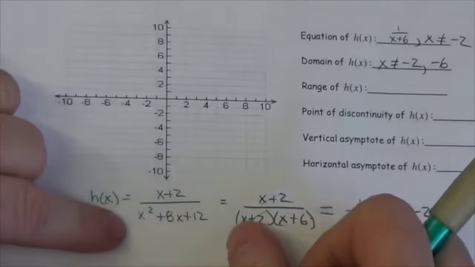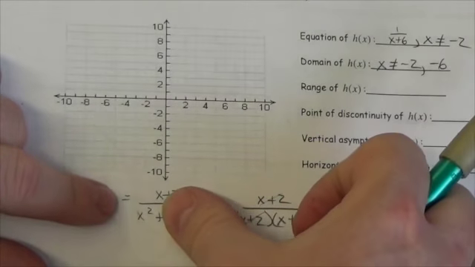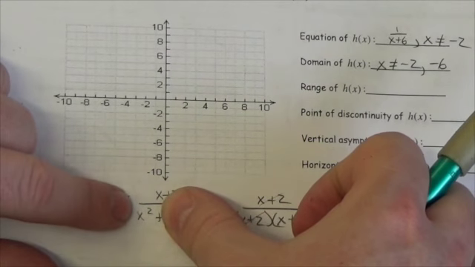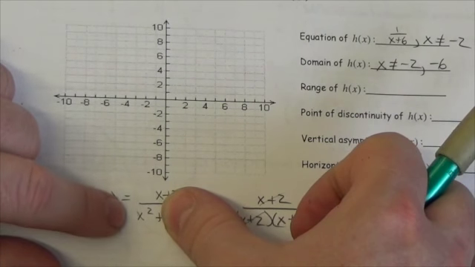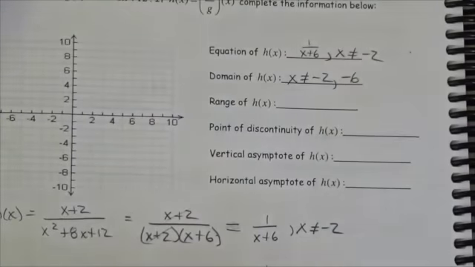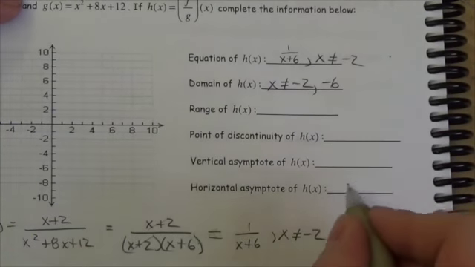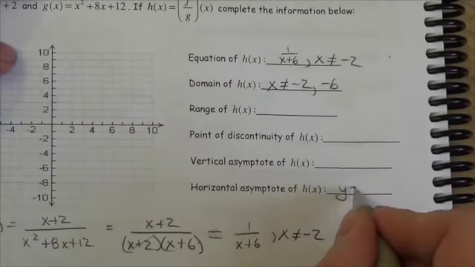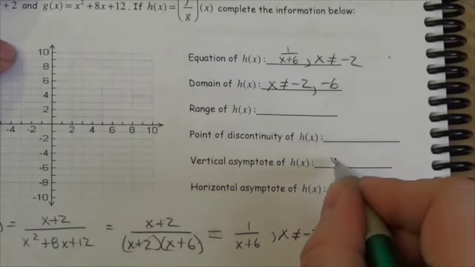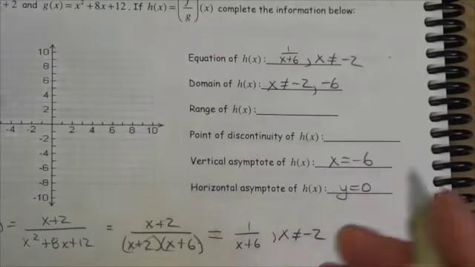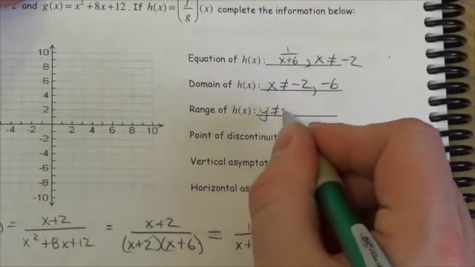Let's take a quick look at this function. If you compare the highest degree terms, I'm going to get x divided by x squared. I can cancel the x, leaving 1 over x. As x gets large, this is going to go to 0. So I'm going to have a horizontal asymptote there at y equals 0. And I could probably state the vertical asymptote here, x is equal to negative 6, because I've already done that work. So my range is going to be, though, y cannot equal 0.